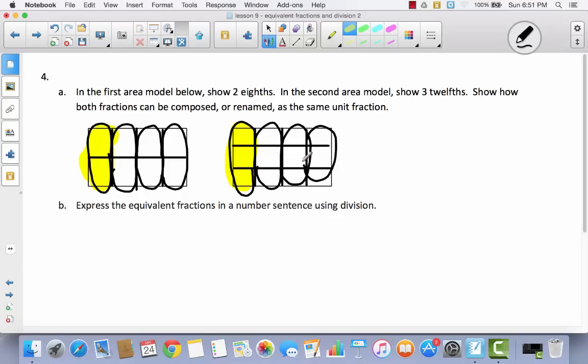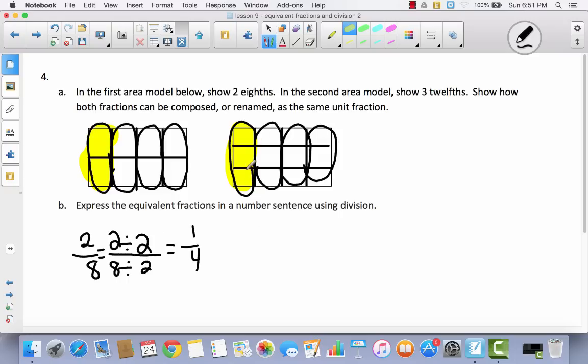Now I'm going to express the equivalent fractions in a number sentence using division. So I'm going to start with my 2/8, and I'm trying to show that 2/8 is equal to 1/4. See if you can fill out this middle all by yourself. Pause the video and see if you can figure out what goes here. Okay, hopefully you said, well, 2/8, I have to divide my numerator and my denominator by the same number. And to get from 2 to 1, I have to divide by 2. To get from 8 to 4, I divide by 2.